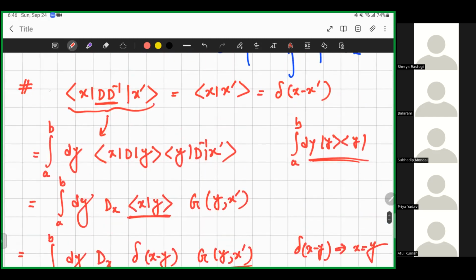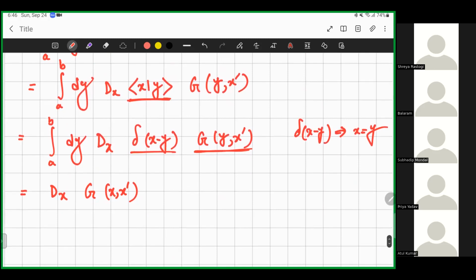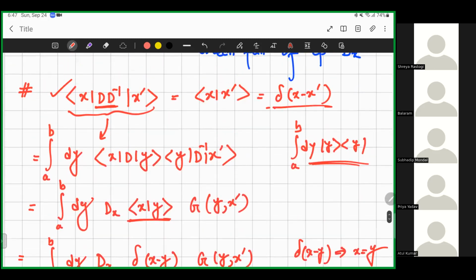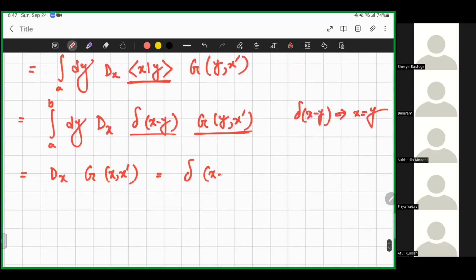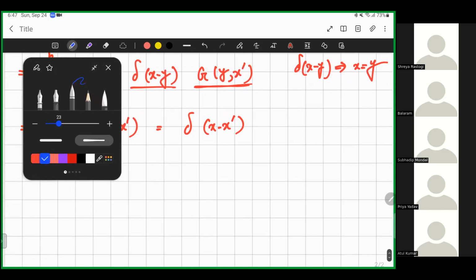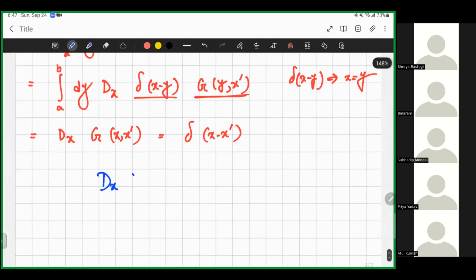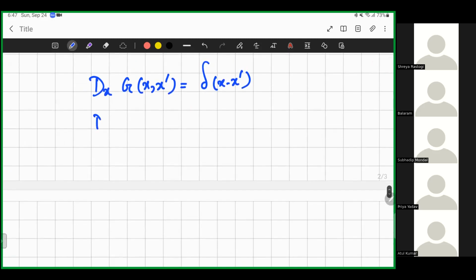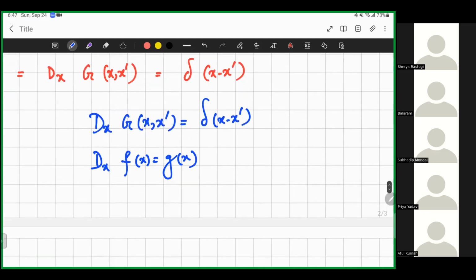So this also can be written as D_x into g, the Green function of x and x'. So it equals to here the delta function. So it is equal to delta(x minus x'). So this is another important relation we obtain, that D_x g(x, x') equals delta of x minus x'. Okay. And if we remember, our main equation was also D f(x) equals g(x). This was our main equation. So if this is our main equation, then directly we can write down this equation for the Green function.